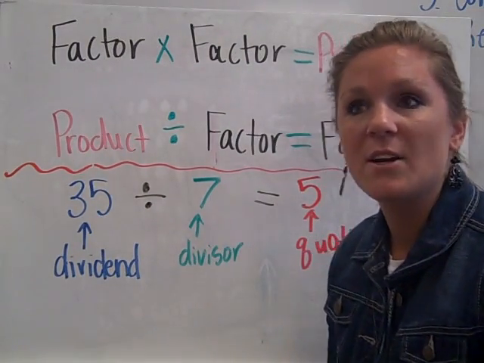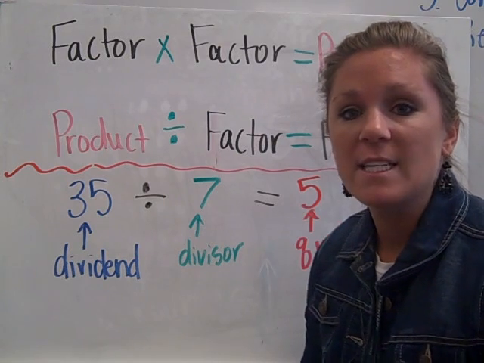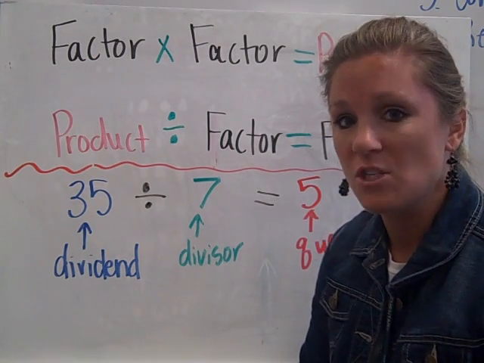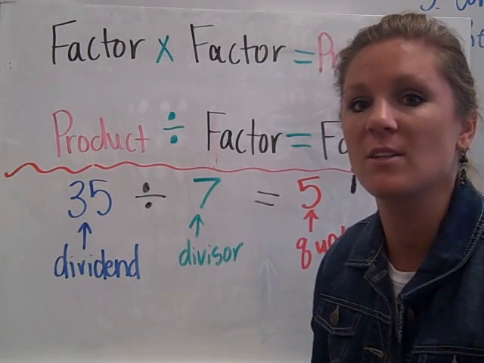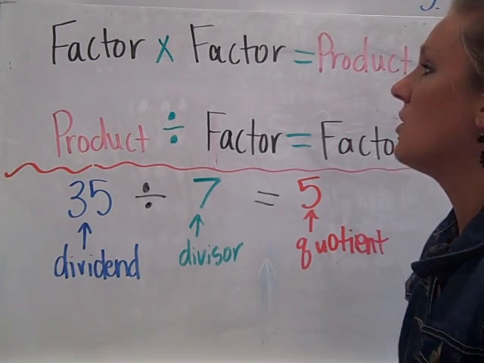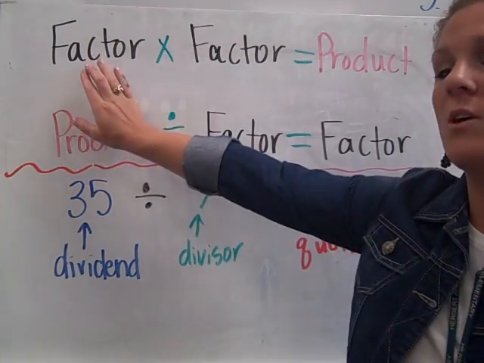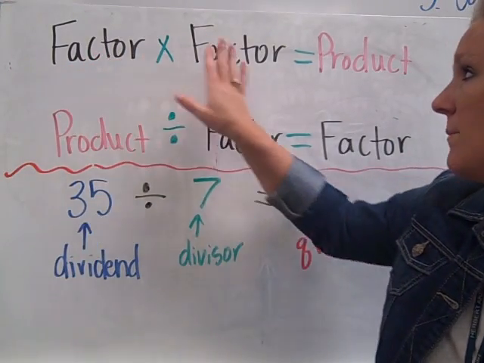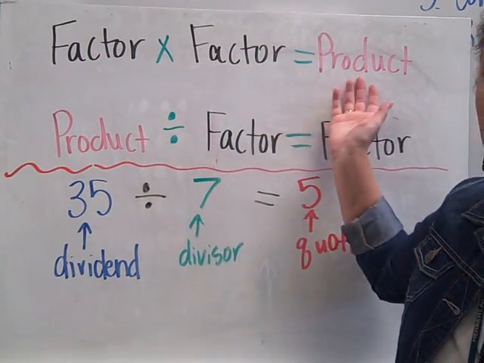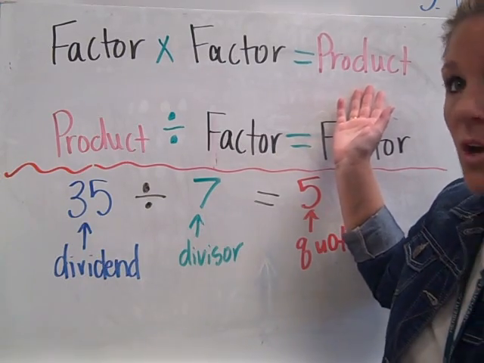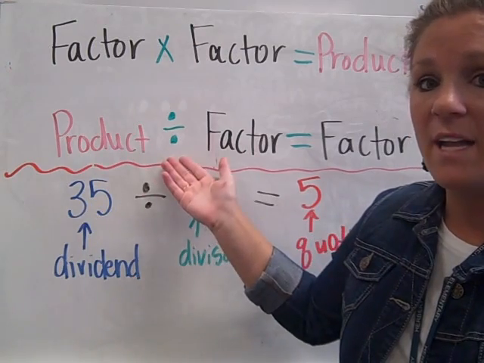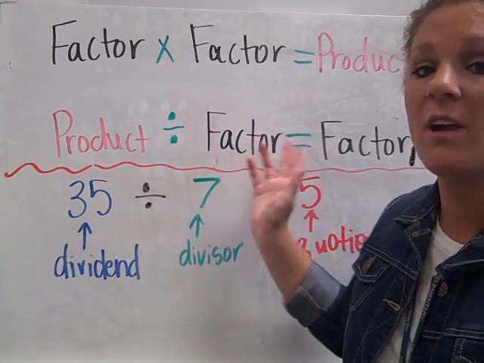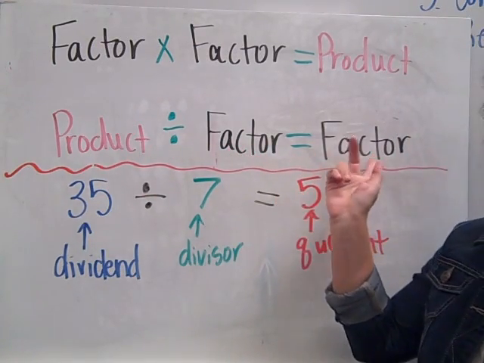Alright, boys and girls, this is our introduction to division, and today we're going to focus on the relationship between division and multiplication to help us understand what we're doing. When we remember multiplication, we know that we had a factor that we multiplied by another factor, and we got our product or total. When you divide, you're going to take that total or product, divide it by one of the factors, and your answer is going to be the other factor.